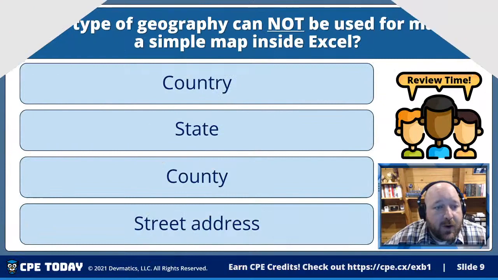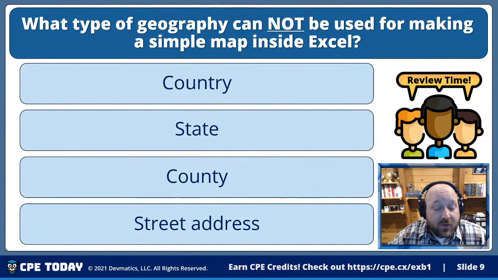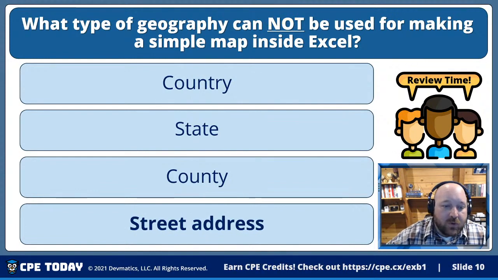All right, let's go ahead and have our next review question. What type of geography cannot be used for making a simple map inside of Excel? Is it country data? Nope, you can absolutely do country data. Is it state data? Nope, you can absolutely do state data as well. Is it county data? Yes. Okay, what you cannot create a simple map from would be a street address. So that's the only one that we can't use. And if we wanted to do that, we could still do that inside of Excel, but we would want to use a different type of mapping tool.